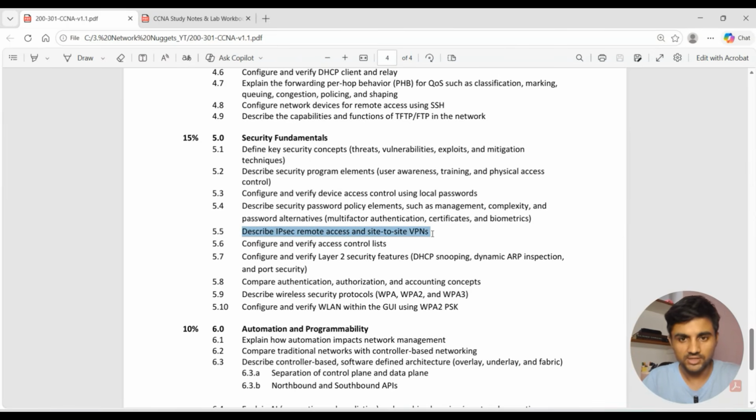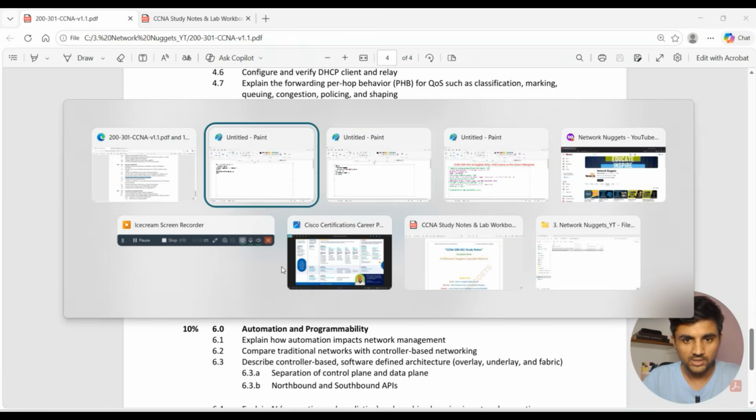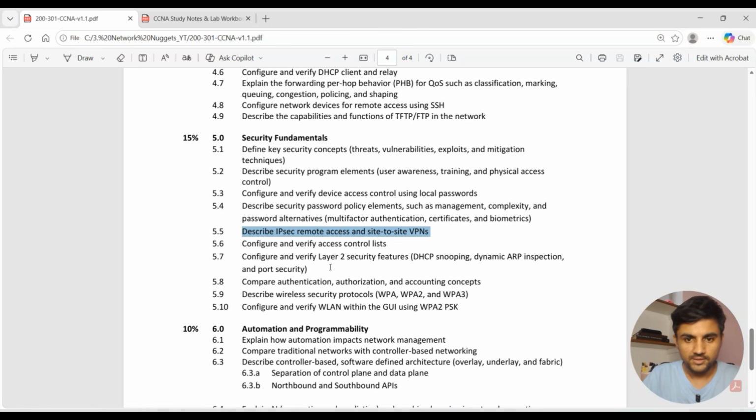So again, if I talk about one more USP about this course, it is going to be the security labs, where I'll also be talking about things like VPN configurations, right? So yeah, and layer 2, wired, wireless.